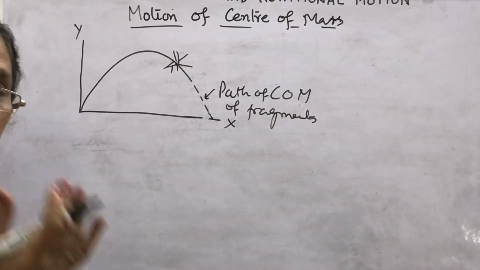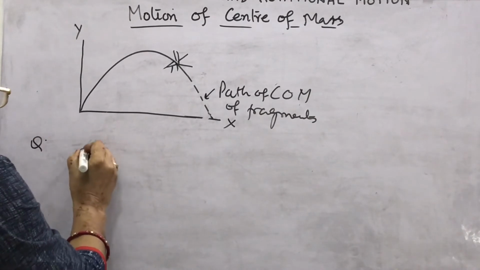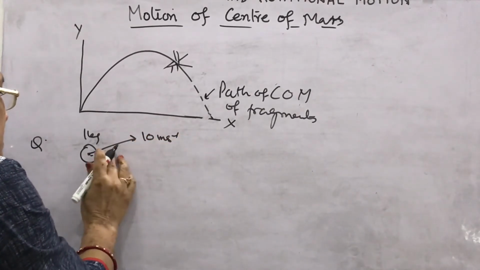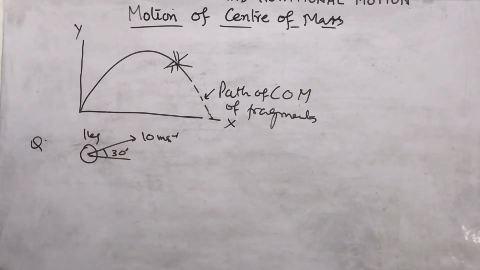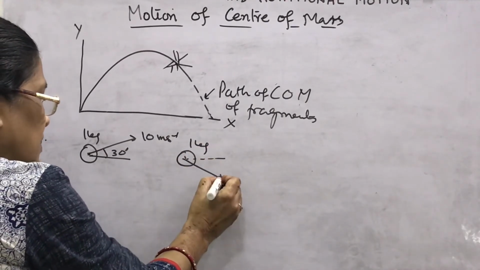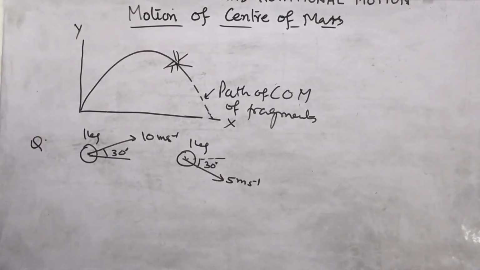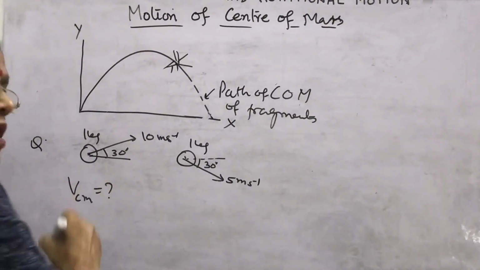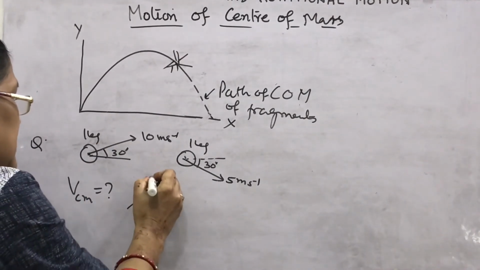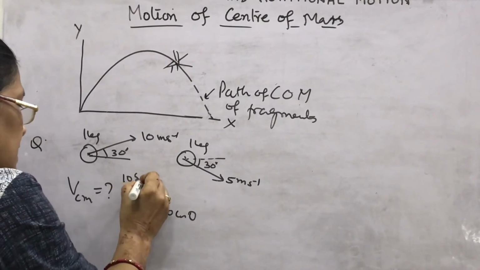Let us see how the velocity of center of mass is calculated. In this question, suppose this particle has 1 kg mass and velocity of 10 meter per second at 30 degrees from the horizontal. Another particle of the same mass, 1 kg, has velocity in this direction, same angle of 30 degrees, and suppose this is 5 meter per second. Find the velocity of center of mass. How will you find it? As velocity is a vector, you will take the components. For the first one, this is 10, at 30 degrees, so 10 cos 30 and 10 sin 30.